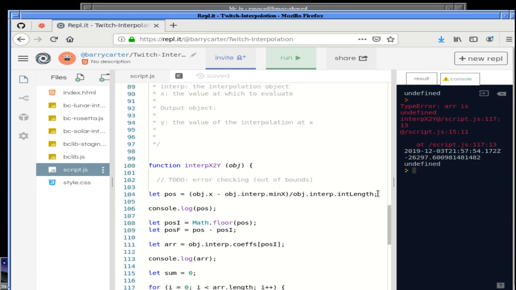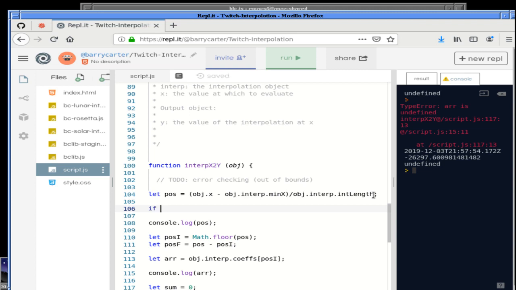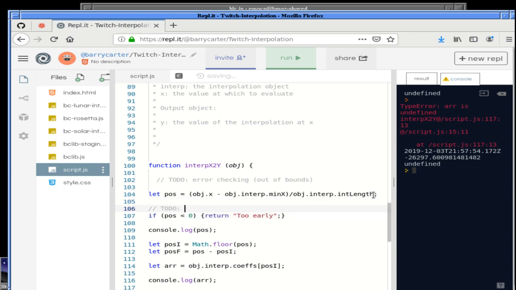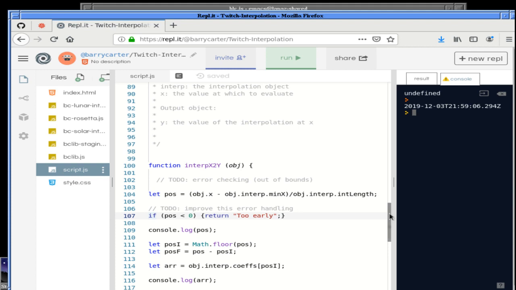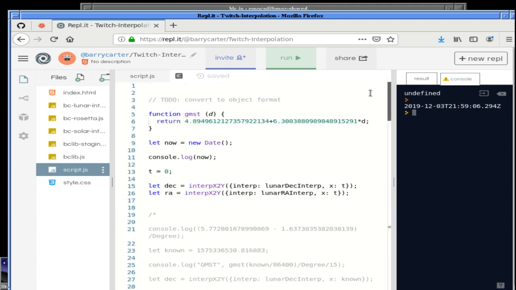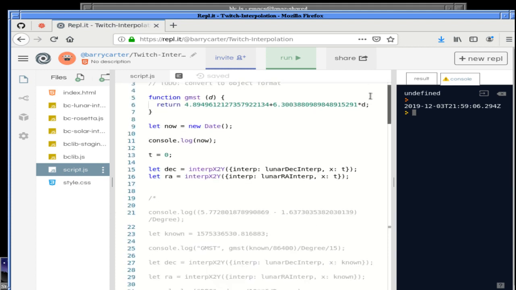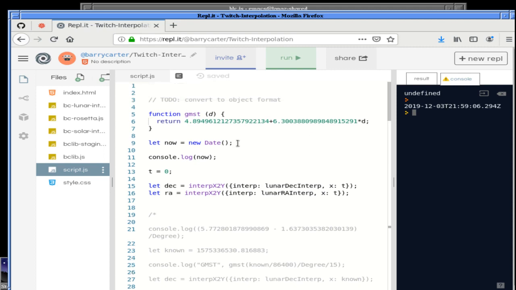Okay, so we should really be throwing an error here, but we're not going to. We're just going to return "too early", and I'm going to make a note to make this a little bit better. Improve this error handling. And the other case will be if it's too high, but that's harder to check for. So let's see if this unbreaks it. It does. And right now it is almost 2200 hours, in case you just wanted to know that.